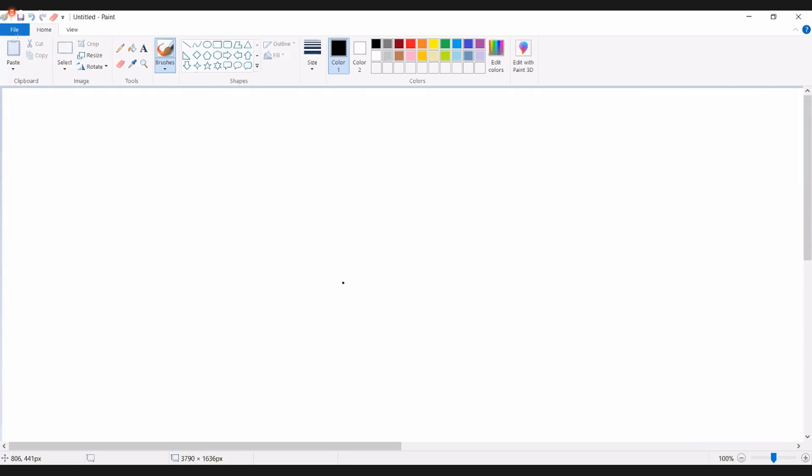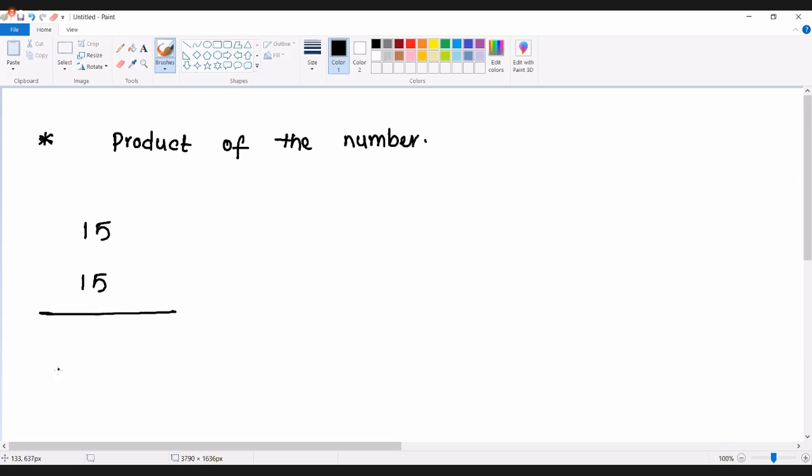Please try to observe or understand this trick. Whenever you are trying to find out the product of numbers, especially when the number is ending with 5. For example, I want to find out the product of the number 15 into 15. What is 15 into 15? We very well know 15 into 15 is giving a result as 225. That is fine. For example, I want to find out what is the product of 25 into 25. So 25 into 25 is giving a result as 625.